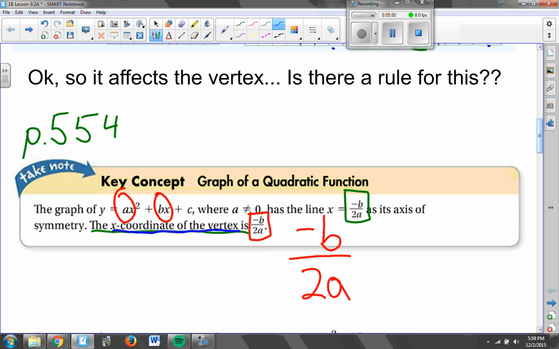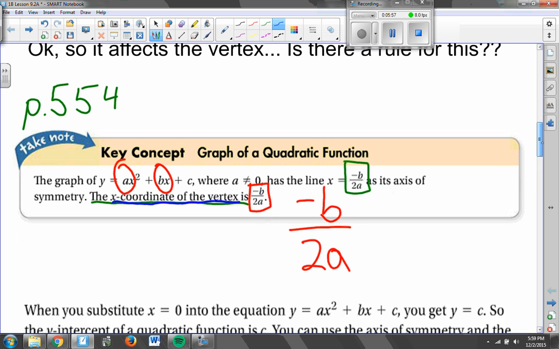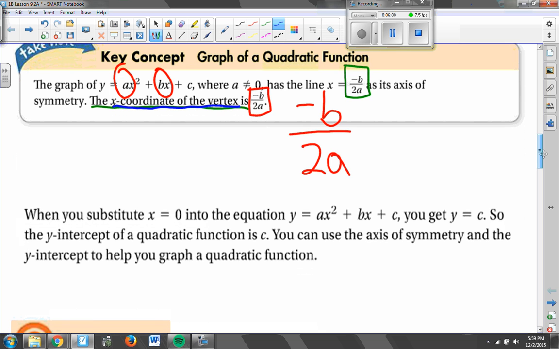Now we're going to graph a full-on quadratic equation using that vertex, the line of symmetry, and our y-intercept. Let's review: when we put x equals 0 into our y equals ax squared plus bx plus c equation, that's the easiest one to do, because this goes away and that goes away and we're just left with c. So we get y equals whatever our c value was. That's where our graph crosses the y-axis, so that's called the y-intercept. It's easy to find: you just put 0 in for x.